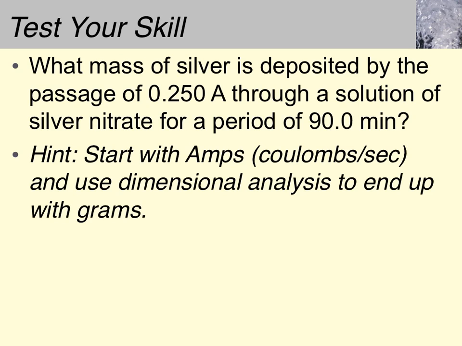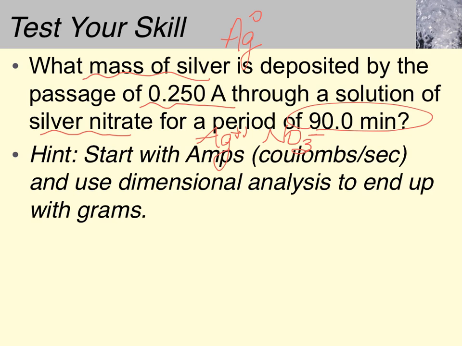Here's one for you to try. Very similar problem. It's asking for the mass of silver. Okay, so neutral silver metal again. And you're starting with 0.250 amps. And silver nitrate, you need to know the formula. Silver, by the way, in a salt always has a charge of +1. You'll need that so that you can figure out how many electrons are transferred. And 90 minutes is your time. Okay, remember, always start with amps, and remember what amps is equal to, coulombs per second. So I would suggest pausing the video, see if you can do it yourself.